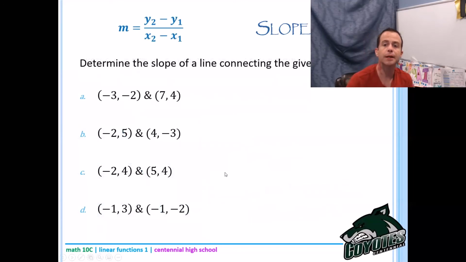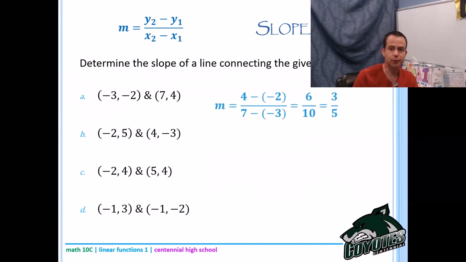Okay, so now we're going to practice using the slope formula. I put it up at the top there, y2 minus y1 over x2 minus x1. The one thing you have to be super careful of here is that you don't get your negatives messed up, because if you're subtracting a negative number, remember that that's like adding the positive, right? Okay, so probably pause me and try the first one.